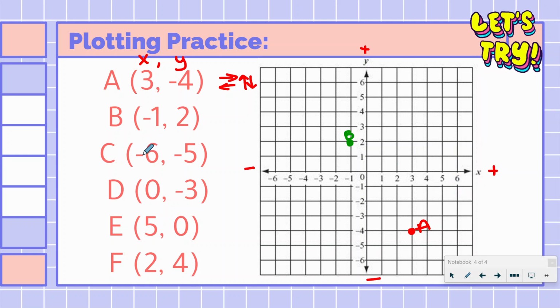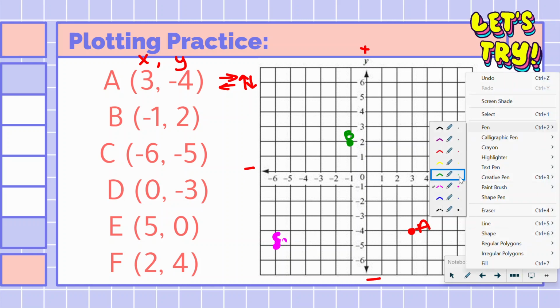Okay, C is negative 6, negative 5. So I start at the origin. I'm going to move negative 6 on the x-axis first, and then it's a negative number, so I'm going to move down 5. And that would be C.